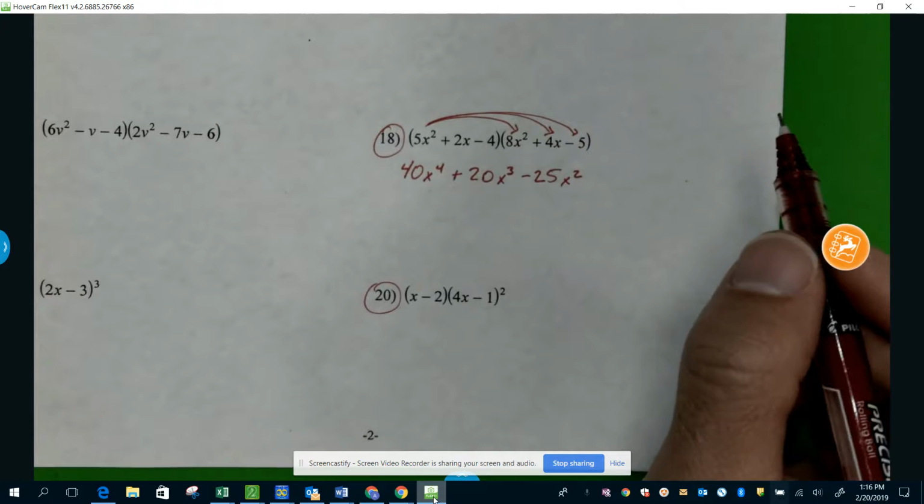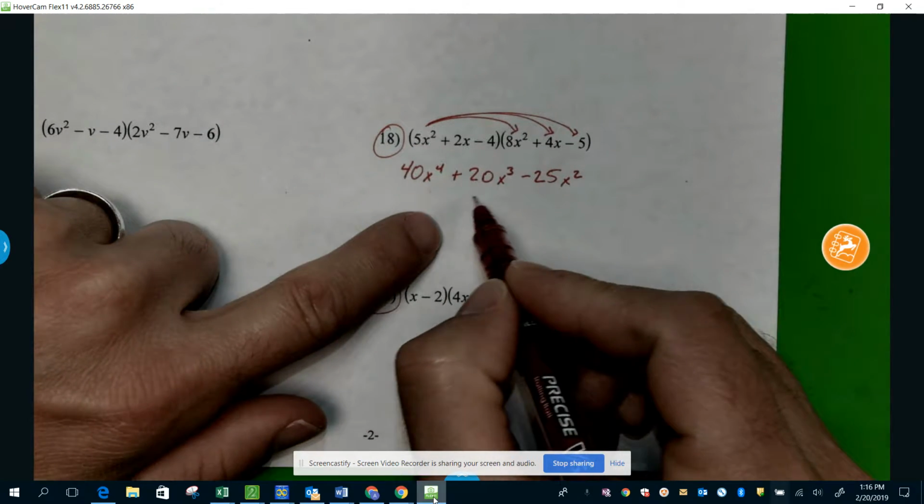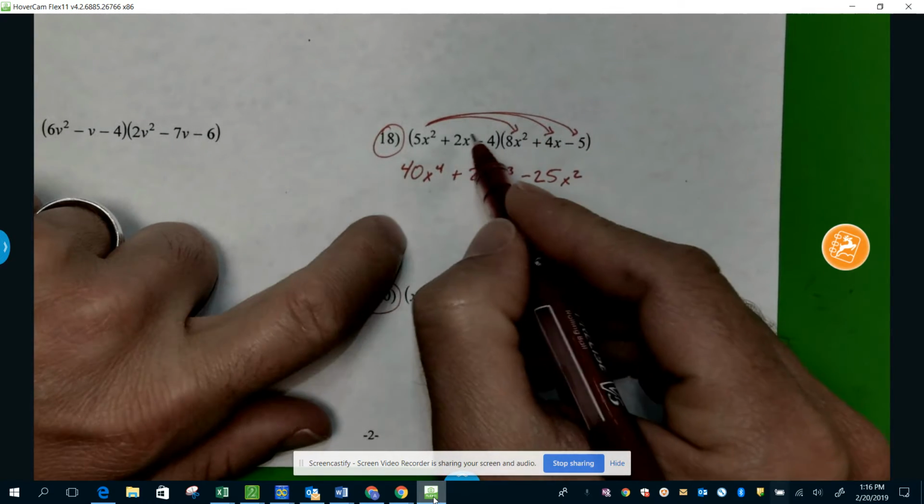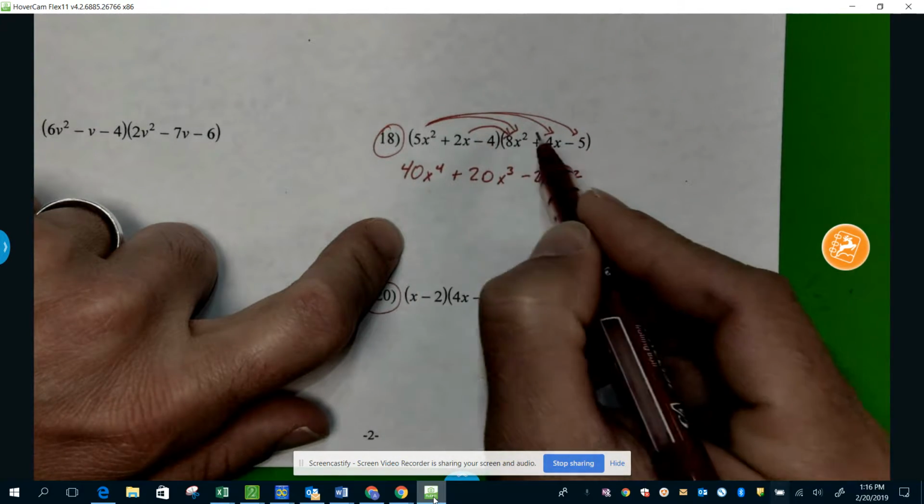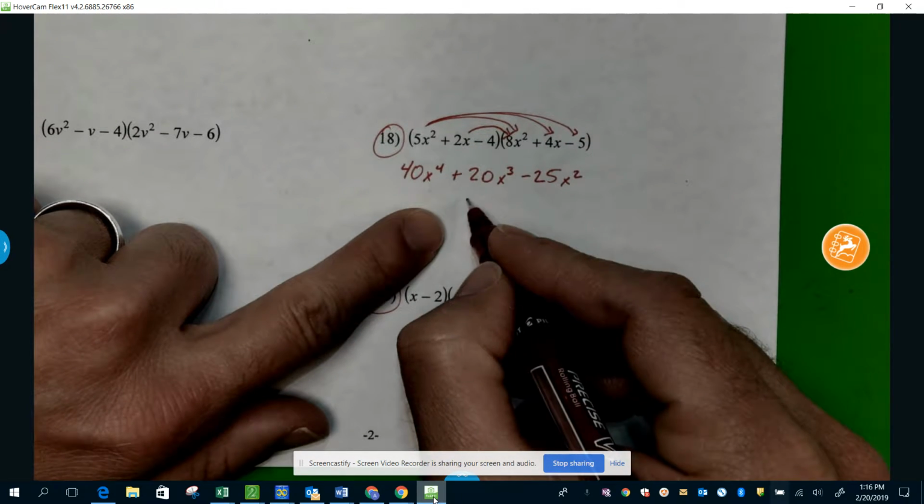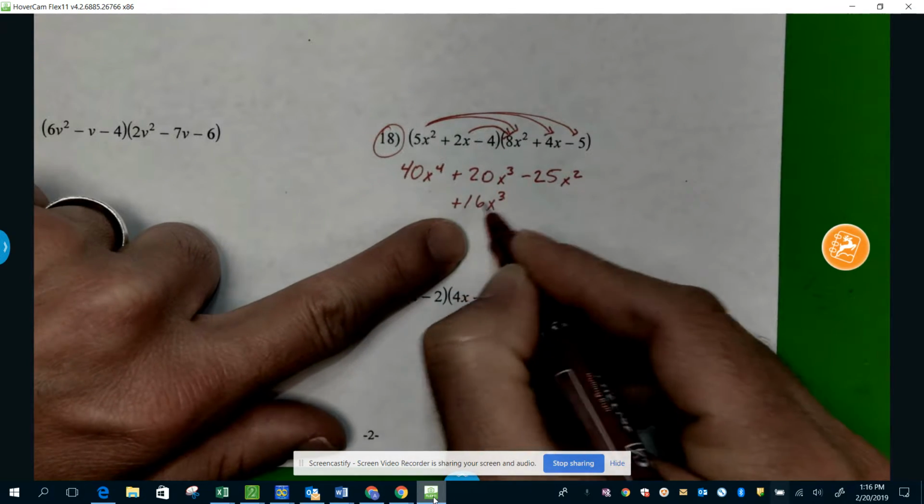So now when I multiply my 2x to all these terms on the right, I'm going to write them down below, and I'm going to line up exponents. So 2x times 8x squared. 2 times 8 is 16. X squared and x is x to the third. So that's positive 16 x to the third. So I'm just going to line them up.